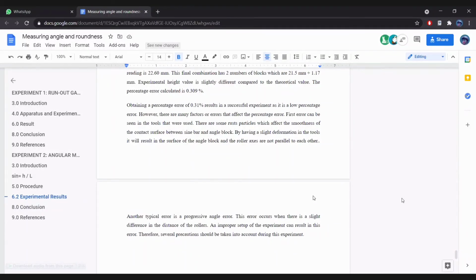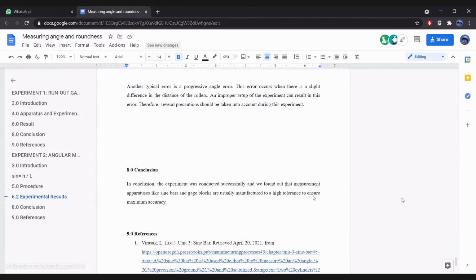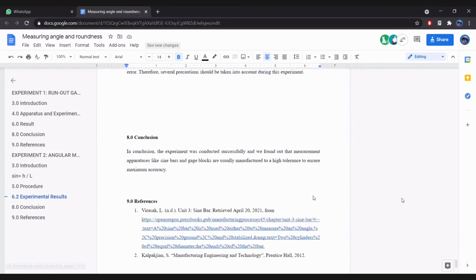Another error is the progressive angle error. This error occurs when there is a slight difference in the distance of the rollers, and improper setup of the experiment can result in this error. Therefore, several precautions need to be considered during this experiment. So I think that's all from me. I will pass to the next presenter.